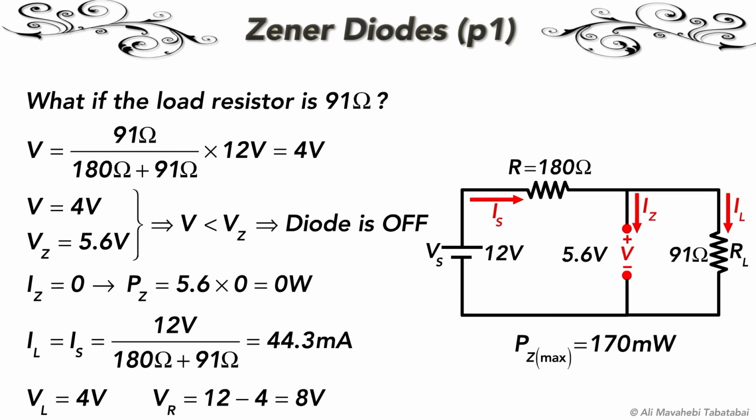In the next video, I will show you how to design your load resistance so that the Zener diode always remains in the breakdown region. Also, you will learn how to calculate the range of the input voltage that will maintain your Zener diode in the breakdown region.